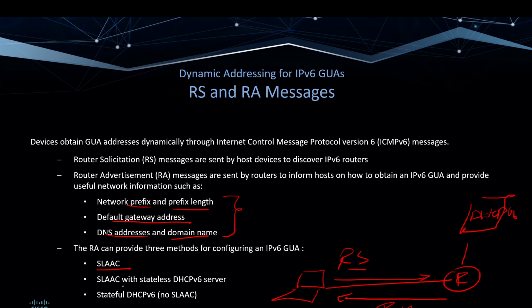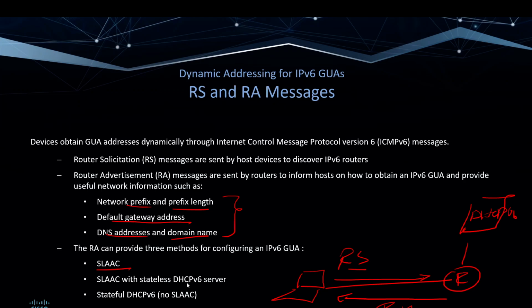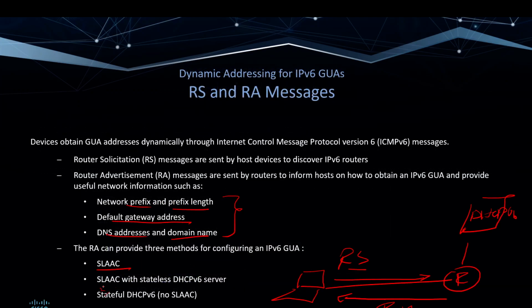So there are three methods we can use to get IPv6 addresses. The second method is SLAAC plus a DHCP server. In this case, the host sends the RS to the router. The router responds with an RA with only the prefix, and then for the rest of the configuration, the host requests the other information from DHCP. That's called SLAAC, stateless autoconfiguration, plus DHCPv6.